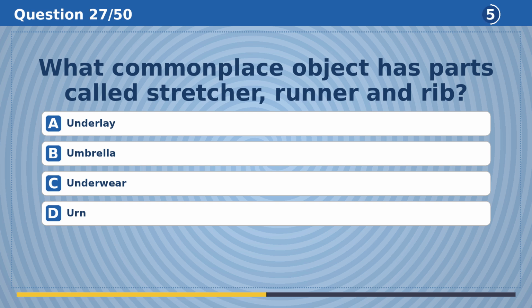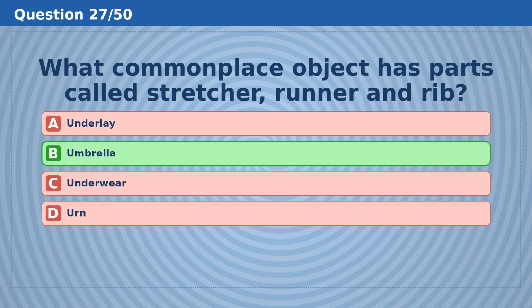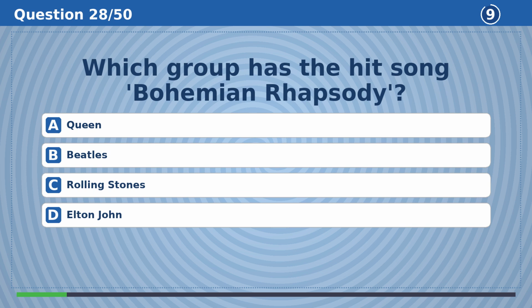What commonplace object has parts called stretcher, runner, and rib? The answer is B, umbrella.